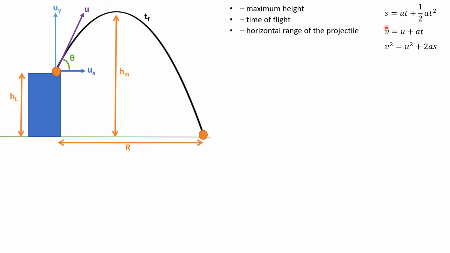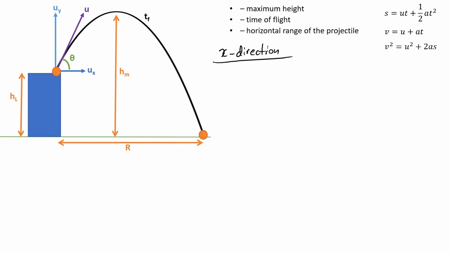If you look at this first equation here, s is equal to ut plus a half at squared. If a is equal to 0 in the x direction, in other words, there's no acceleration acting, then this term drops off and you're left with s is equal to ut. So let's write that up.